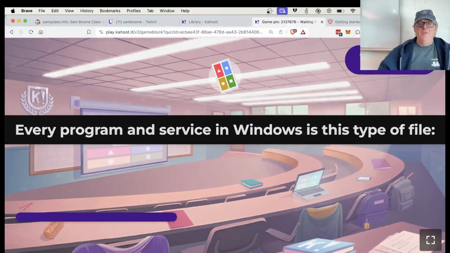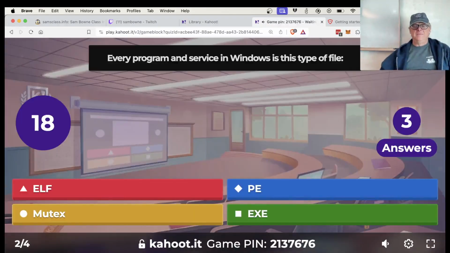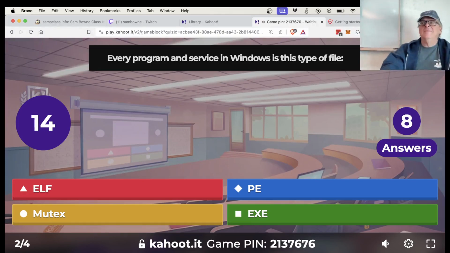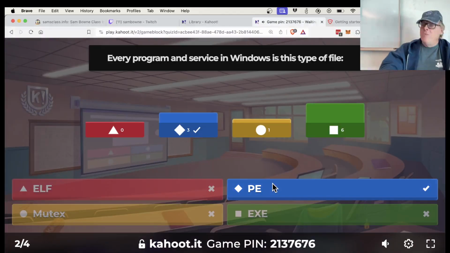All right. Every program and service in Windows is this kind of file. They're all portable executables. They're not all EXEs. There's EXEs, DLLs, and COMs, which are the three types of executable files in Windows, but they are all in the container portable executable. They all have the same file header and ways to import libraries and such.